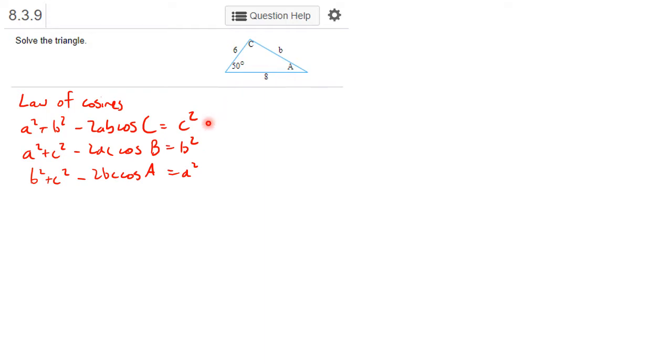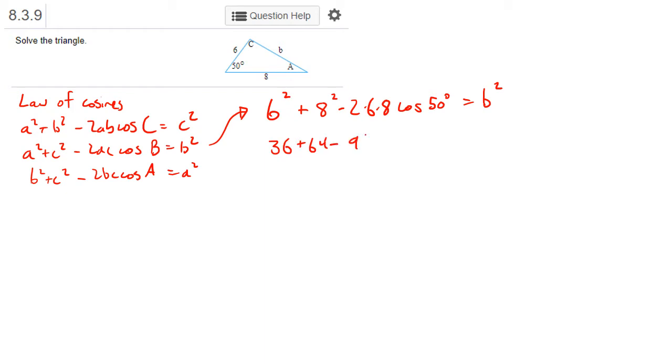And since we know the angle B, we're going to use this middle version because it's the only form that uses that angle B. So little a is across from angle A, that's 6. Little c is across from angle C, that's 8, minus 2 times 6 times 8 times the cosine of angle B, that's across from side b, which is the only angle we know, and it's 50 degrees. And that's all going to equal b squared. So observe that on the left, we don't actually have any unknowns. Okay, so we have 36 plus 64 minus 96 times the cosine of 50 degrees equals b squared, or 100 minus 96 times the cosine of 50 degrees equals b squared.